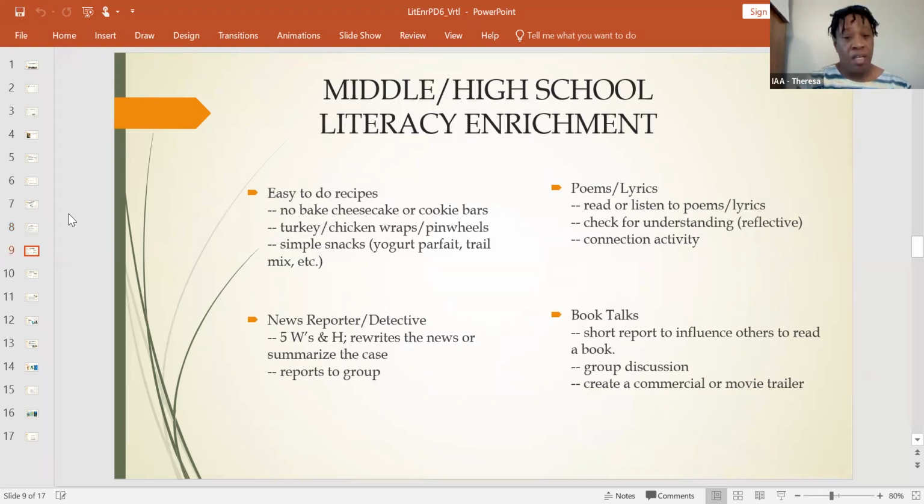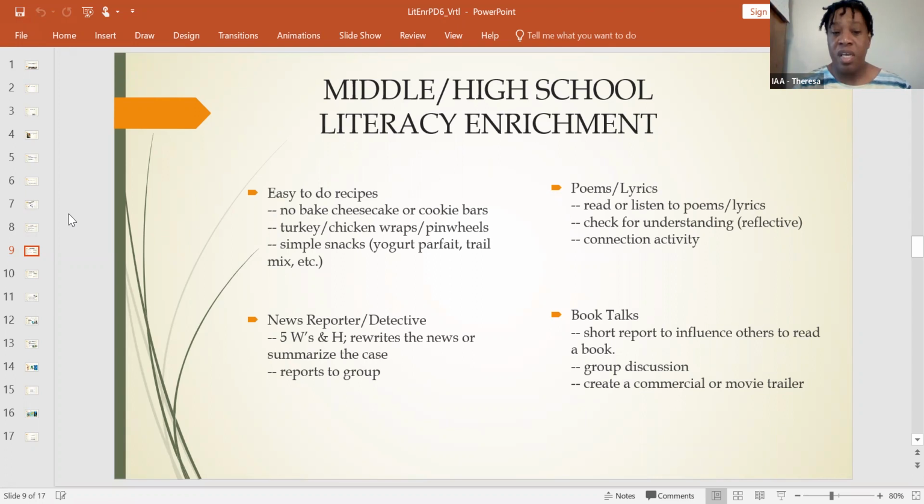The next two slides are middle school and high school literacy enrichment. I wanted to put this in here because sometimes when we get up with our older kids, literacy enrichment is going to be quite different than in elementary. There are things that we're going to have to do to engage the kids a little bit more. And I just kind of threw some activities together that you could do in your program.